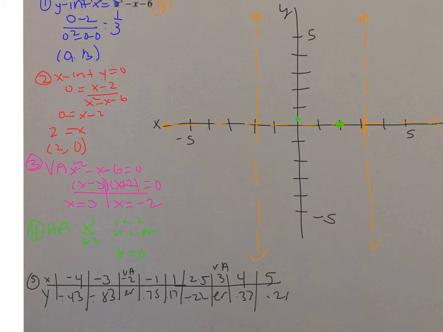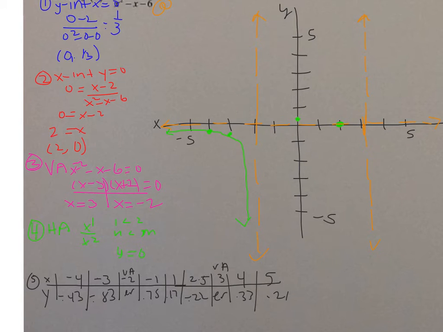So at negative 4, I have negative 0.43. At negative 3, it's negative 0.83. And then at negative 2, I have my asymptote. At negative 1, so now I'm skipping over the asymptote. So I know that this graph, see, it's getting close. It's going down. It's getting closer here. So it's going to look like this.